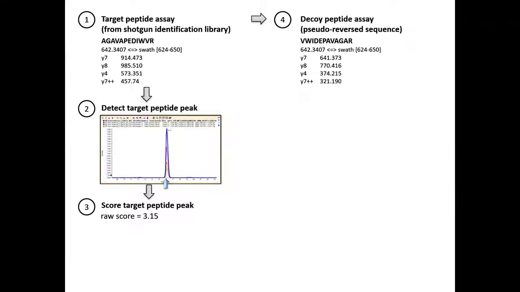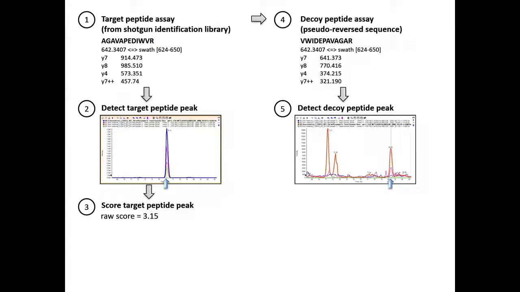So we keep the same fragments. And for example, maybe the fragment Y7 has the highest intensity, so we also keep the same intensity from the library. But of course, now we extract a completely different mass than the mass of the fragments from the target peptide. So you extract these 4 fragments from the decoy peptide, and you also get the chromatographic pictures from these 4 fragments.